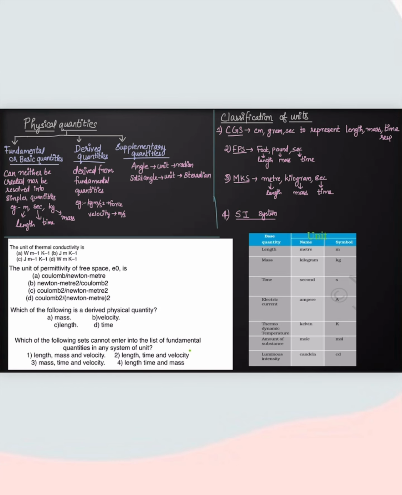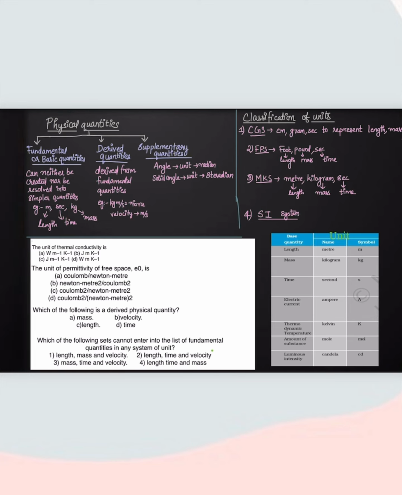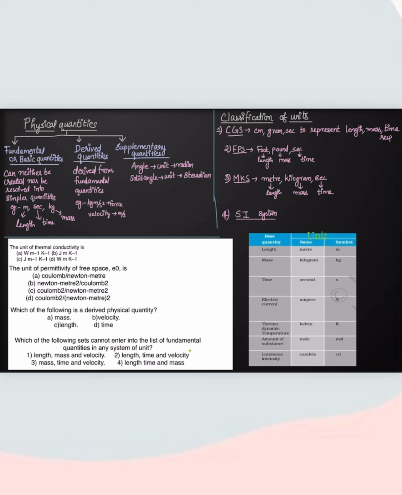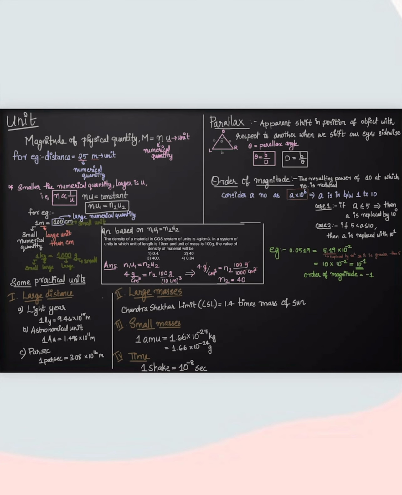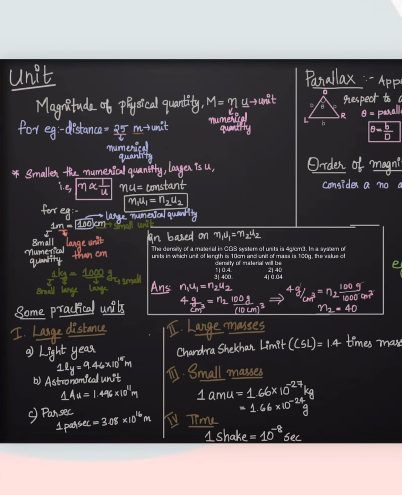This is all about the first topic: physical quantity, fundamental or basic quantity, derived quantities and supplementary quantity, and the four systems of units: CGS, FPS, MKS and SI system of units. Then, unit. What is meant by unit?